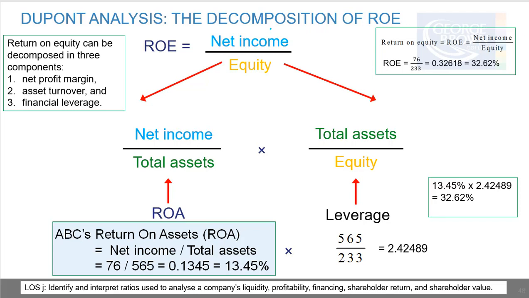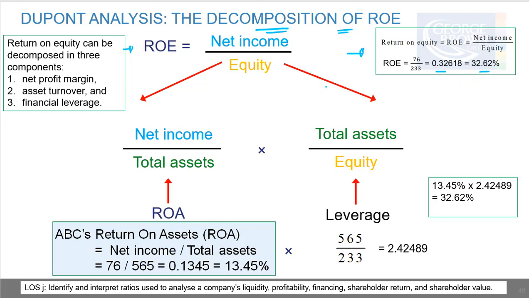What we're going to look at now, the final thing in 3 slides, is the decomposition of return on equity. So recall, return on equity is net income divided by equity. So for ABC company for 20X2, the net income was 76 million, equity was 233 million. So the return on equity was 0.32618, which equals 32.62%.